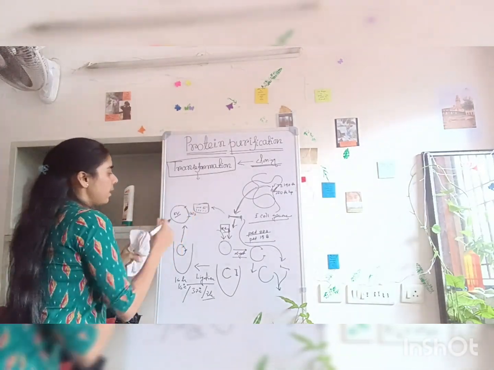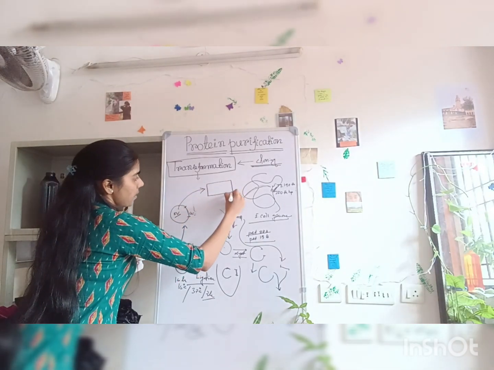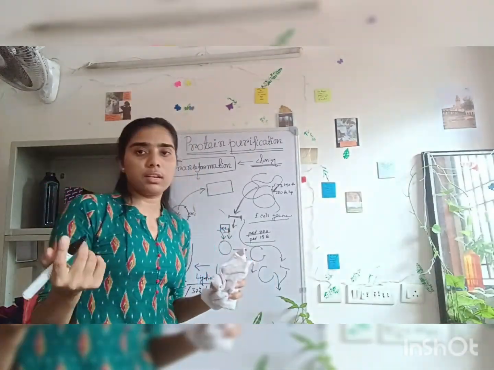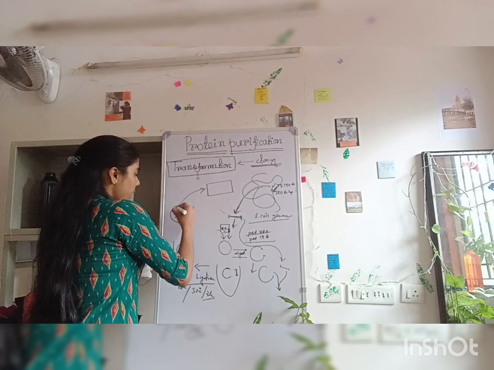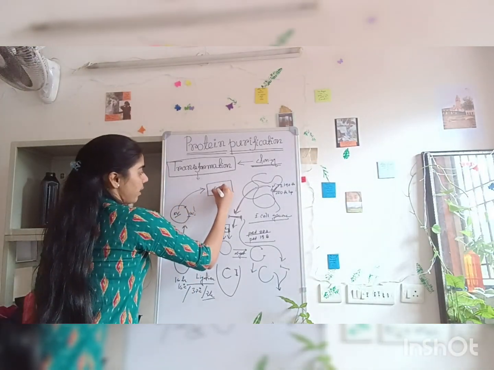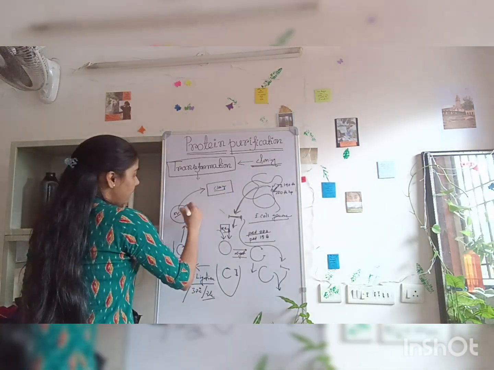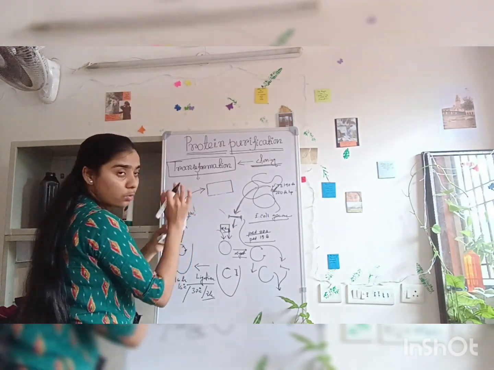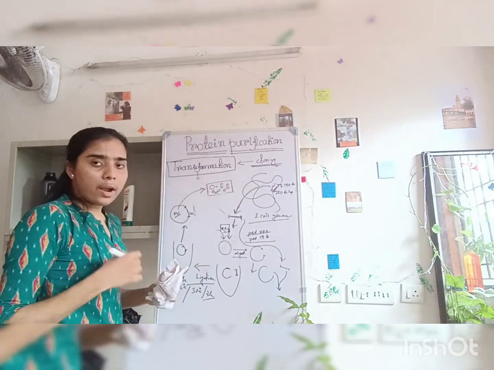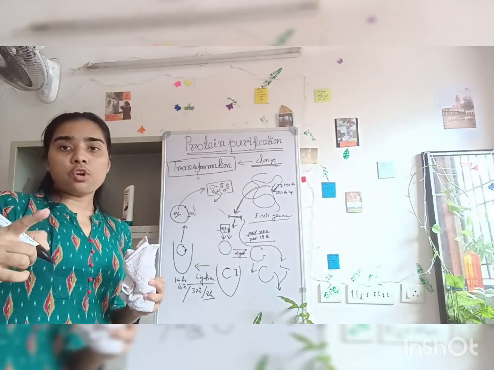Now we will insert this vector into an expression strain. There are two kinds of strain: one is a cloning strain, one is an expression strain. Now there is a difference. If we put this clone in a cloning strain, it will multiply this into multiple such vectors. Then we will extract these vectors from the bacterial cells. That is called a cloning strain.